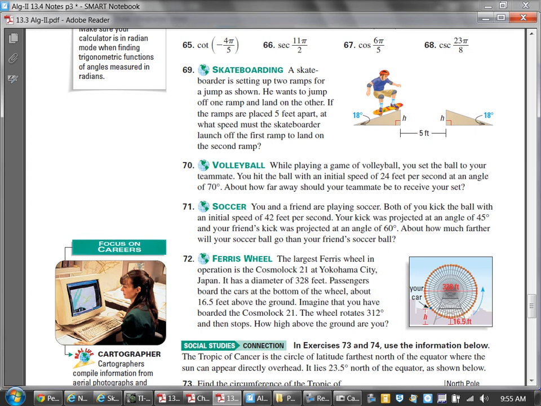Okay, let's do this then. I've got that pseudo review stuff. It's got some of the arc length stuff on there.